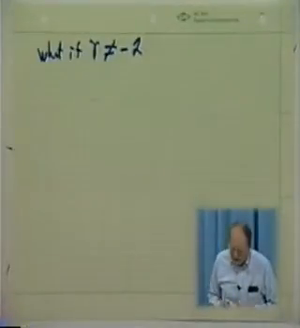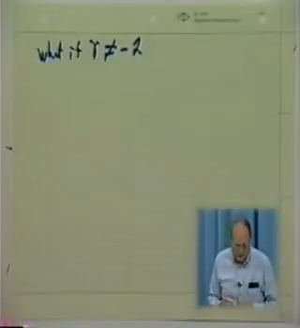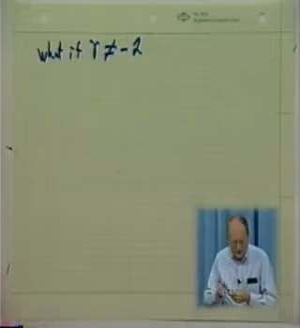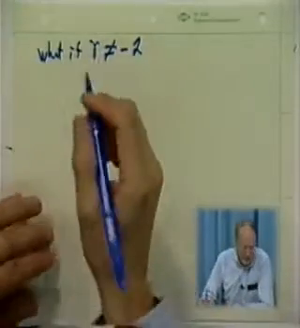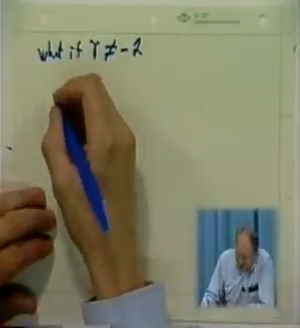And I tell you, if gamma is not equal to -2, as we'll soon see, it doesn't make much difference. But I was able to get through my dissertation before they realized that, so it worked out okay. So what if gamma is not equal to -2?